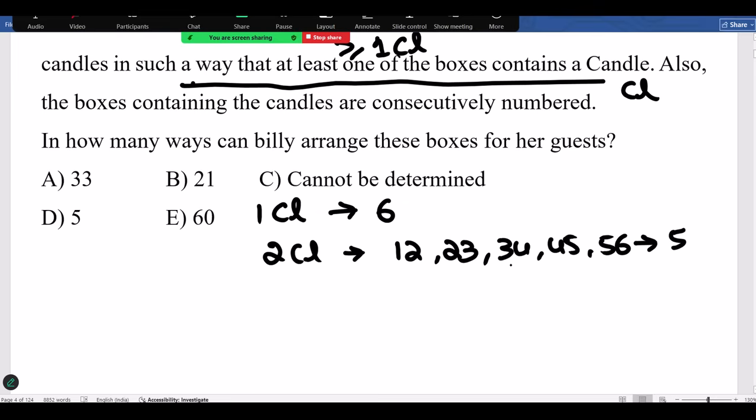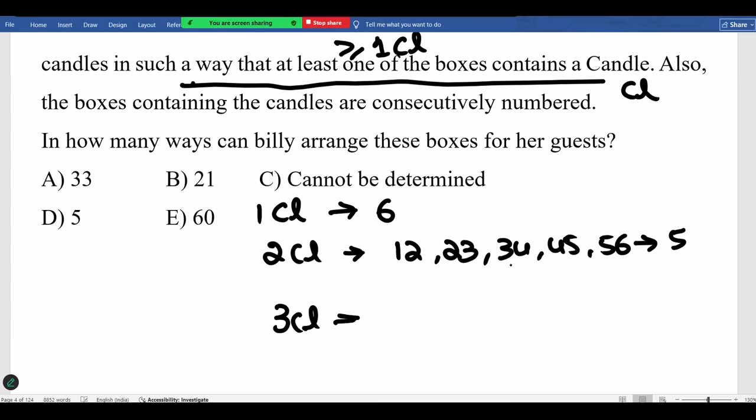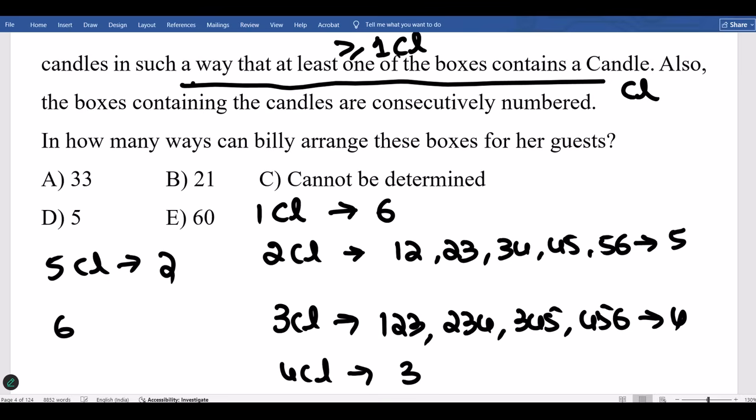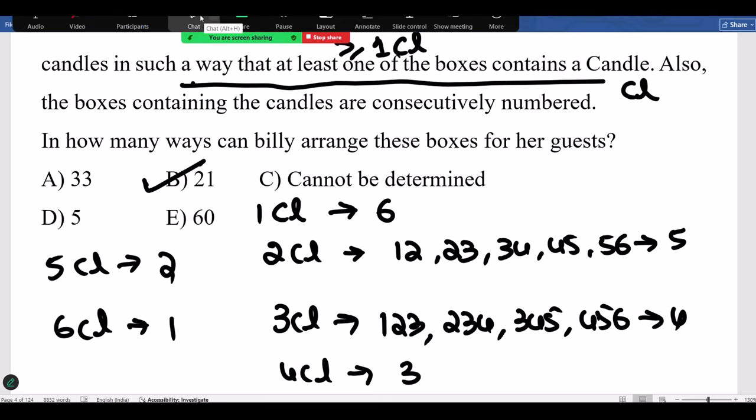Remaining must be chocolates. If it is three candles, I can go for 4 ways only. It should be 1 2 3, 2 3 4, 3 4 5, 4 5 6. Only 4 ways. Likewise, if it is 4 candles, 3 ways, 5 candles, 2 ways. 6, all can be candles also. They didn't mention chocolate is mandatory. So 6 plus 5 plus 4 plus 3 plus 2 plus 1, 21 ways you can do. Combination, 21 ways should be your answer.